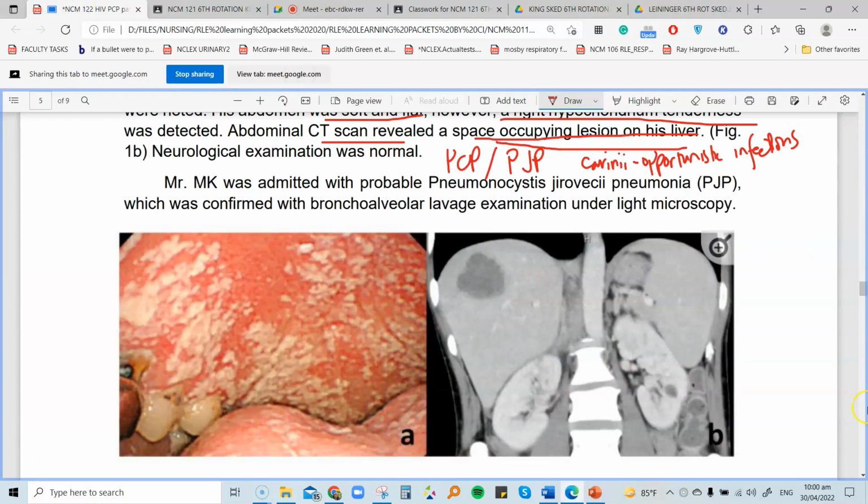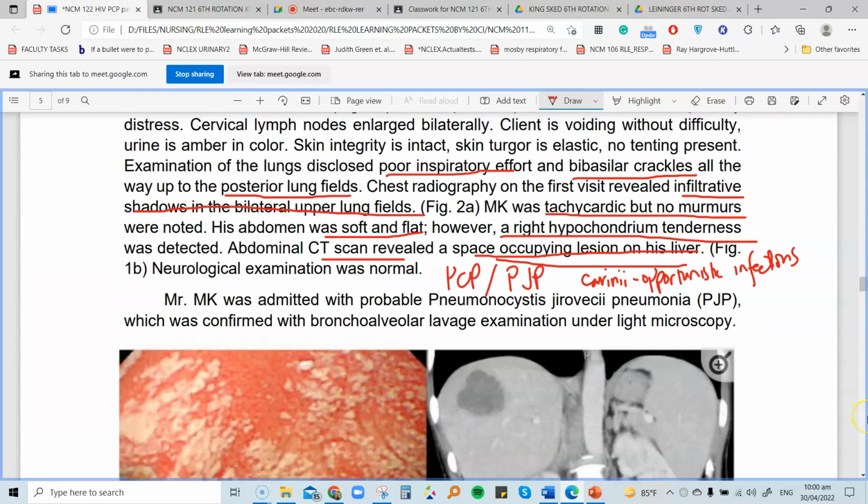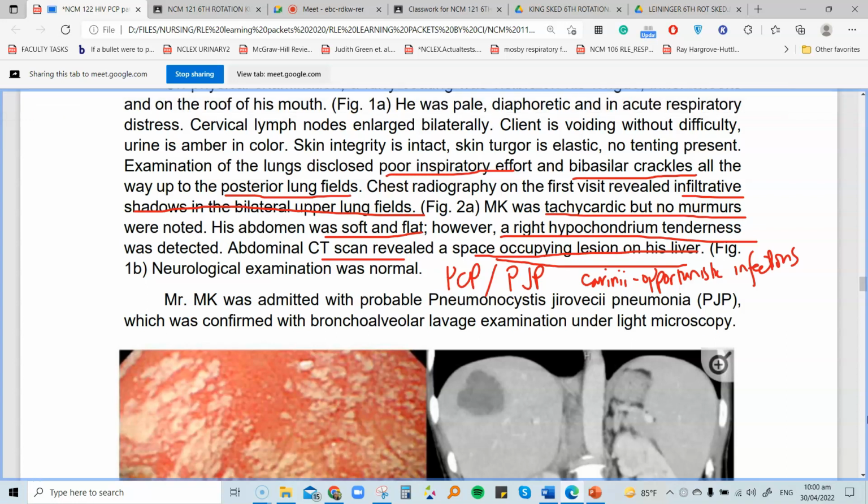Okay, balik tayo. So we have here your PCP or your PJP. They are the same microorganisms, and these particular microorganisms are very common among clients who have HIV. Pneumocystis jirovecii pneumonia, or Pneumocystis carinii pneumonia, are the same opportunistic infection. Either way, same na microorganisms yan.